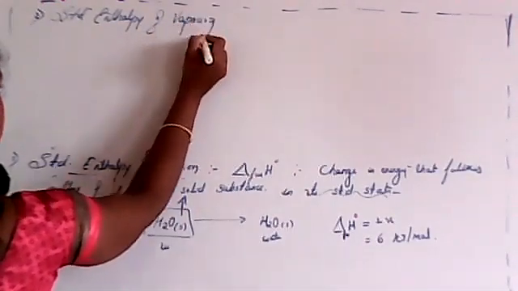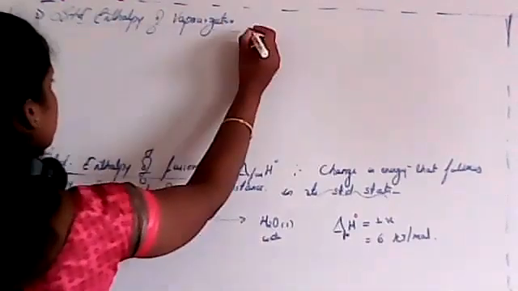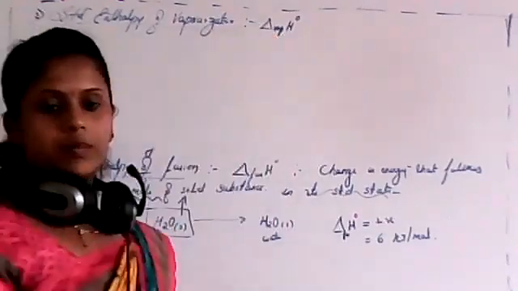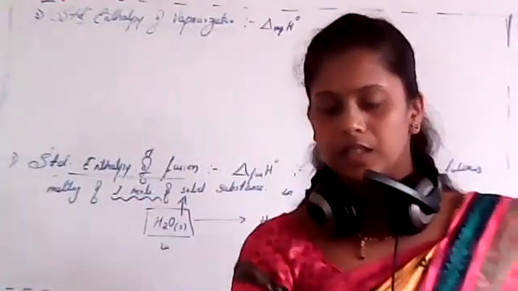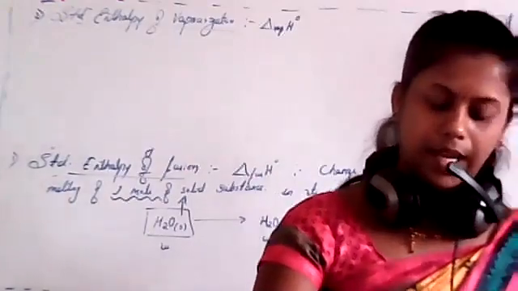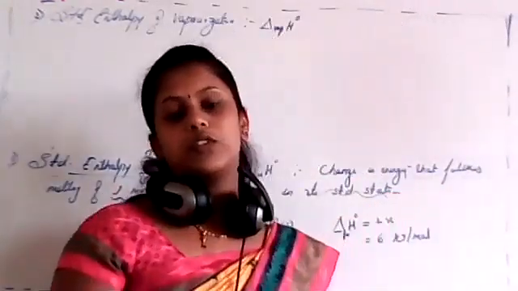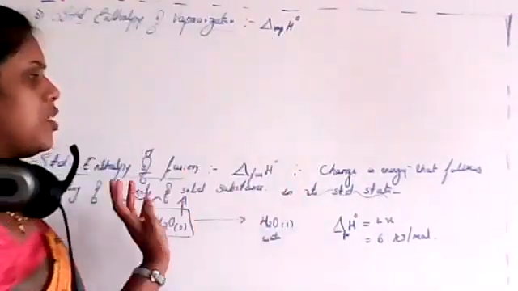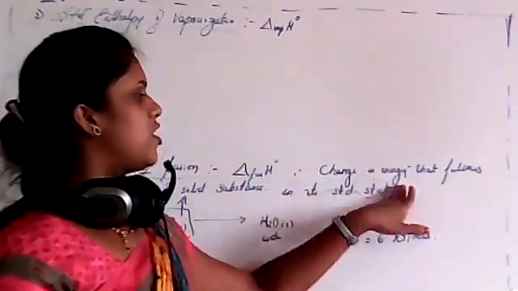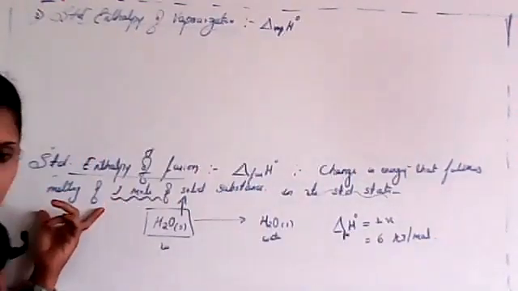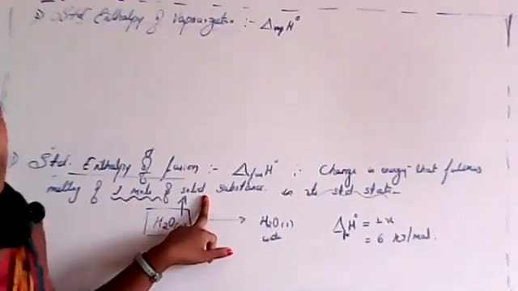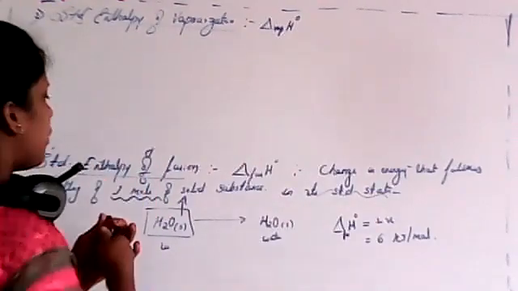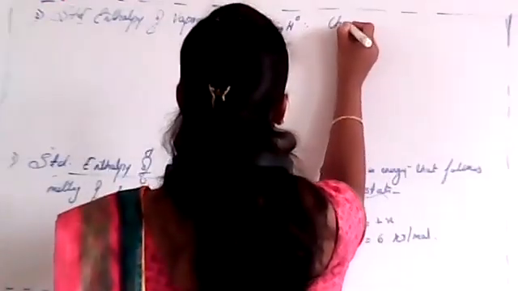Vaporization. Tell me the statement. See, vaporization is ΔH naught. The change in enthalpy or change in energy that follows boiling of 1 mole of liquid in its standard state. Clear? Same definition. See, it is a change in enthalpy.